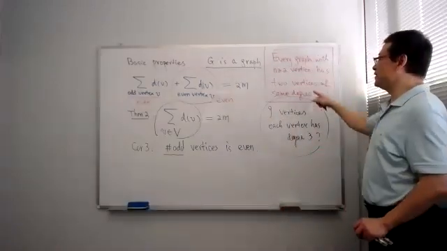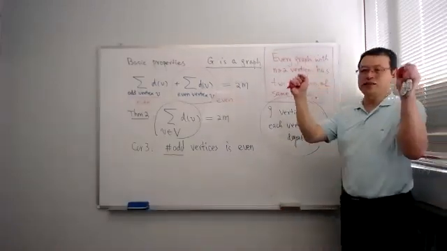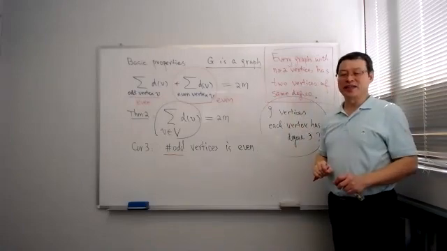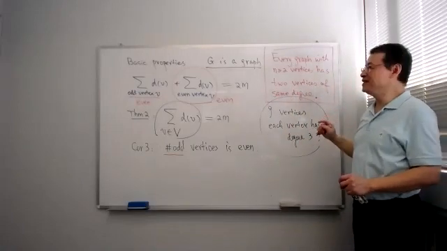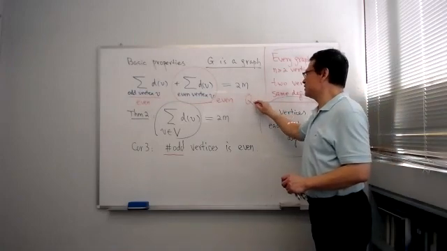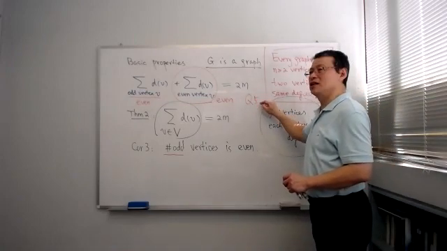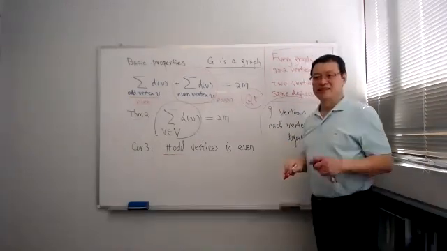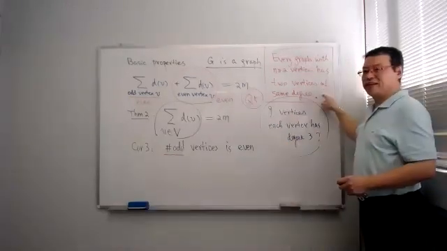Every graph with at least 2 vertices always contains 2 vertices of the same degree. Does this one still remember this one? Actually, we already did the graph theory. This question is number 5, I think, in homework 3. So actually, it's a graph theory problem.